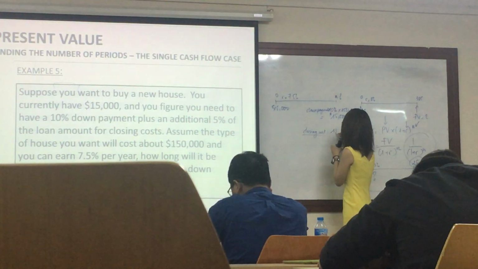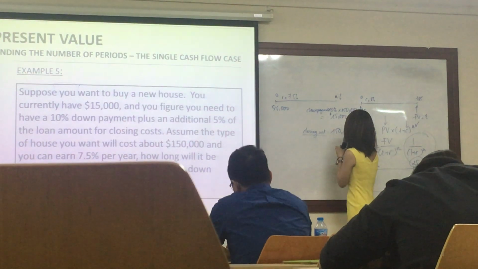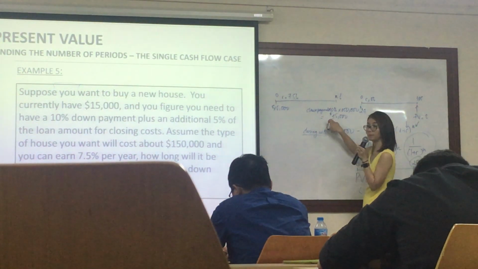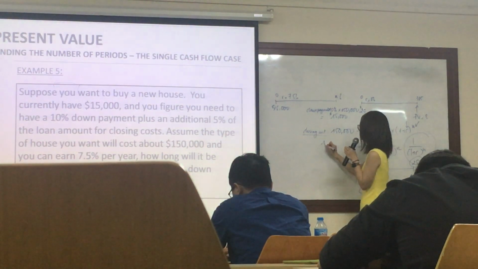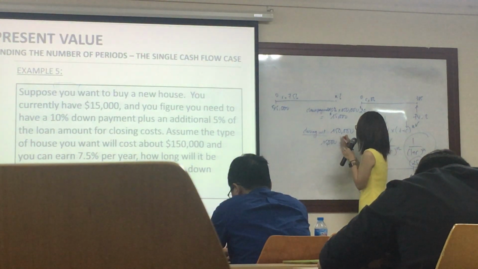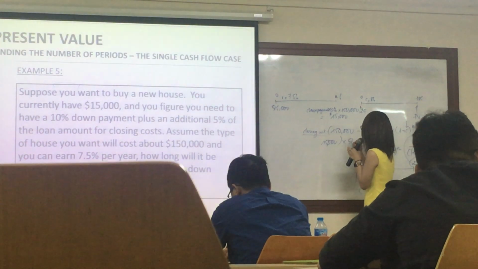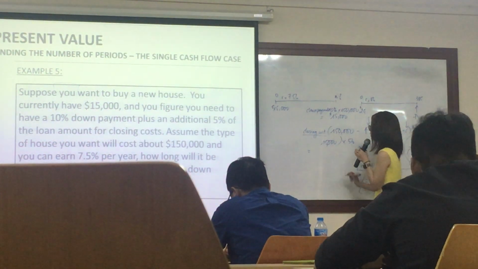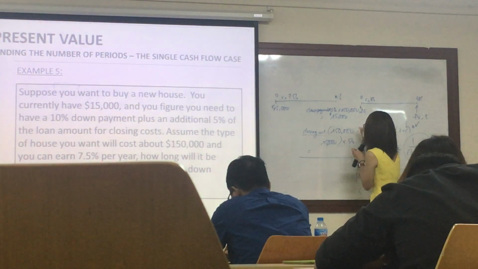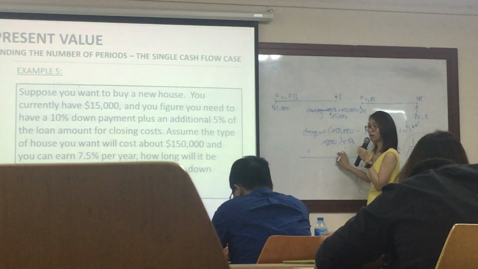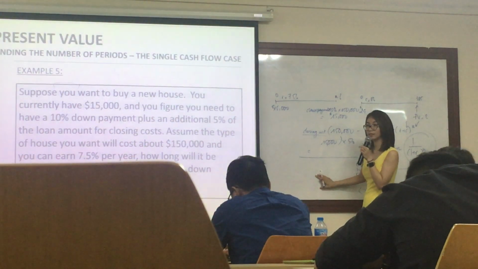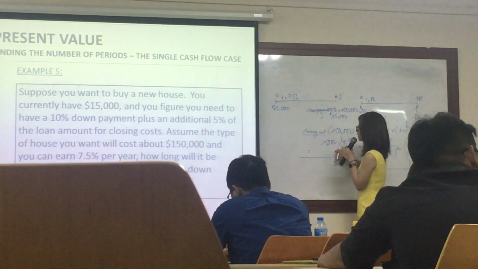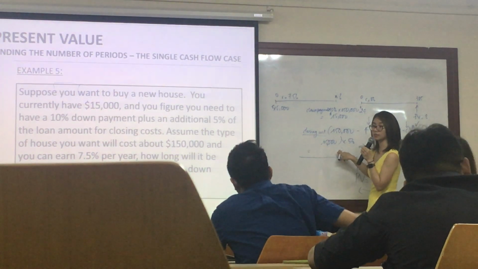So there will be 150,000 US dollars minus the down payment of 15,000, and multiply with 5%. So this is the closing cost. So the total, the sum of down payment and closing cost, is the amount that you need when you buy the house. So please calculate for me, how much is that?